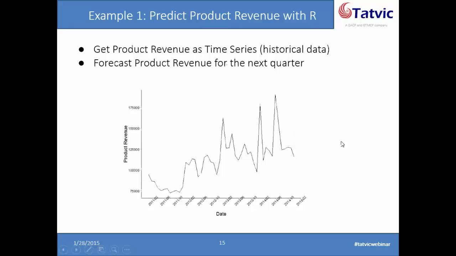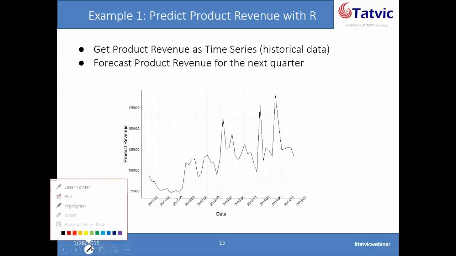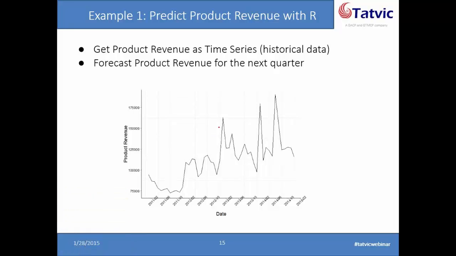So we just extracted product revenue data as a time series, and we want to utilize this time series to build a historical model for product revenue, and then use this model to forecast the product revenue for the next quarter. So as an input to this, what we have is time series product revenue for the months from January 2011 to December 2014. And in the first step of the analysis, we'll try to make a quick plot and understand the basic structure behind the time series.